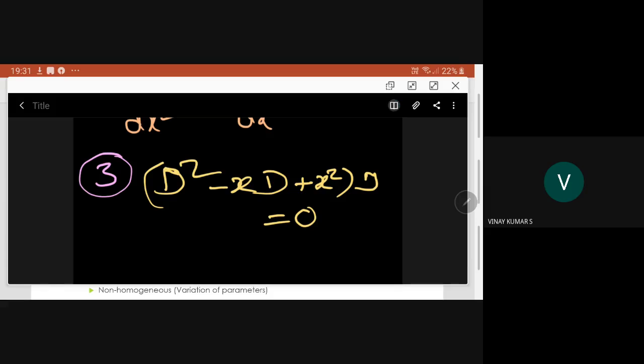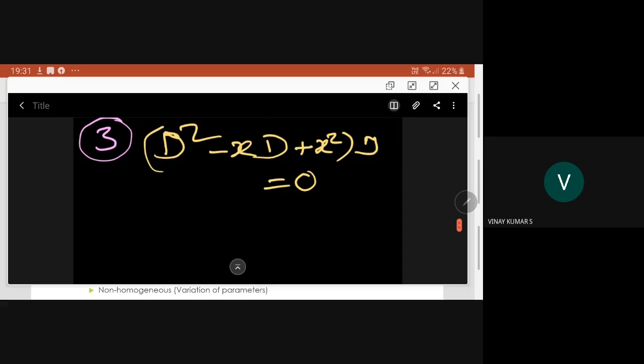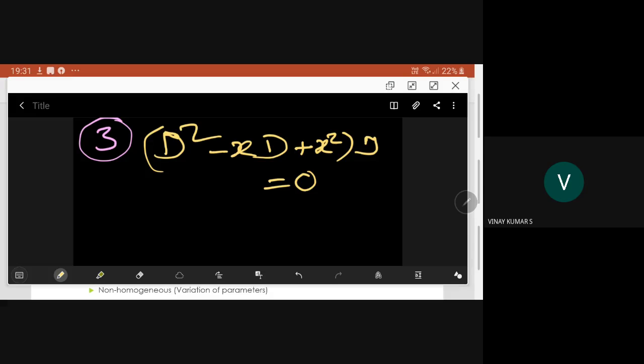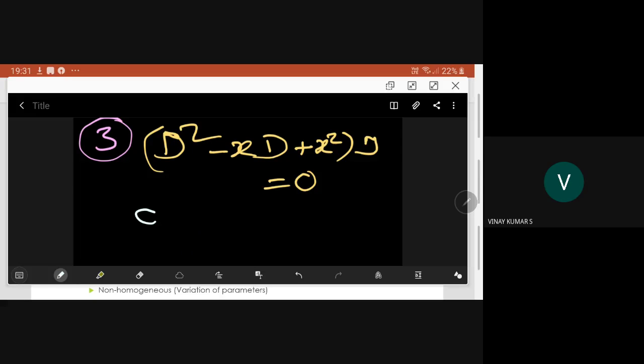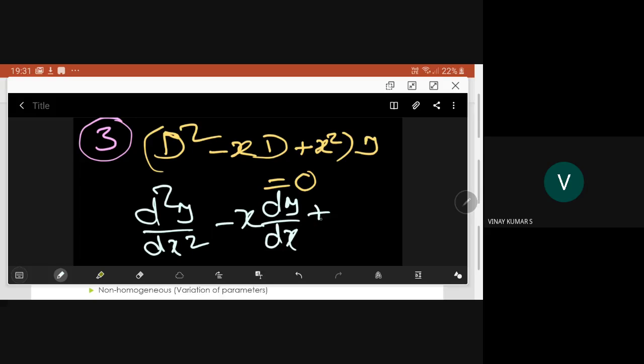How is that? This can be written directly in terms of d by dx. If we write in d by dx way, this is nothing but d square y by dx square minus x into dy by dx plus x square into y is equal to 0. See, this can be written like this.